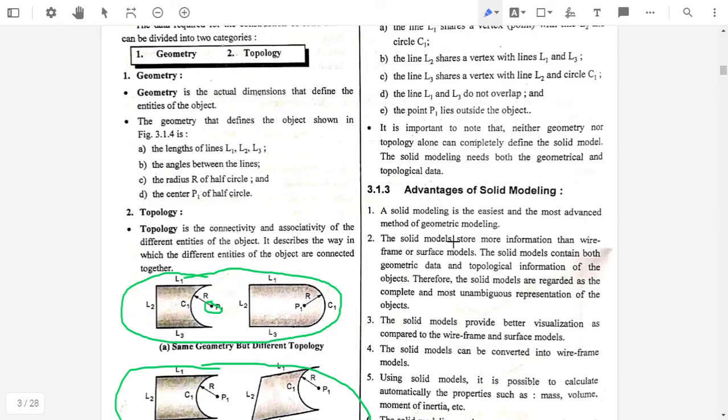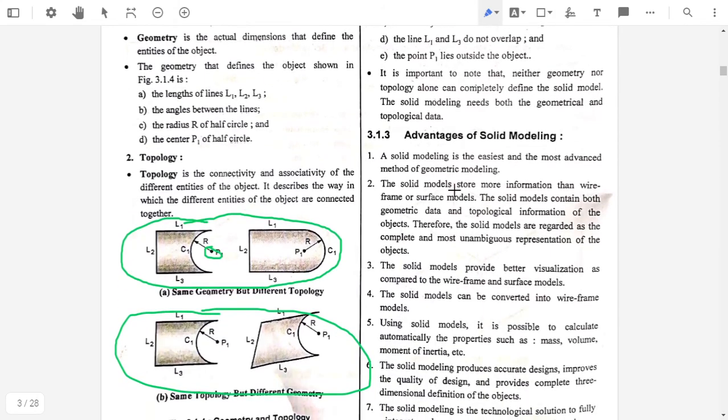Solid modeling is the most advanced and the easiest method in geometrical modeling. Why is it advanced and easiest? Easiest because complicated parts can be easily formed in solid modeling if we compare it with wireframe modeling. And why is it advanced? Advanced because it is directly used for design and manufacturing purposes. The models formed in solid modeling can be easily or directly used for design and manufacturing purposes. That's why it is an advanced method.